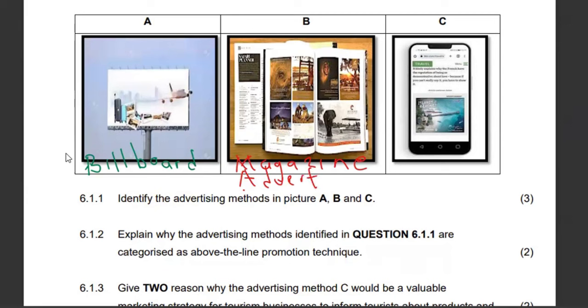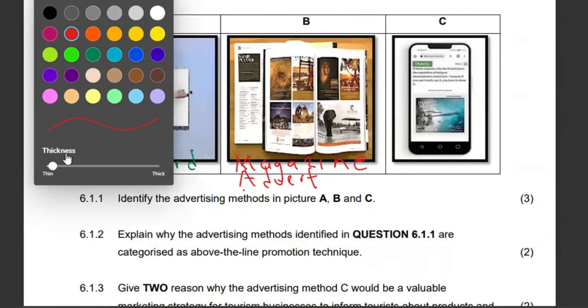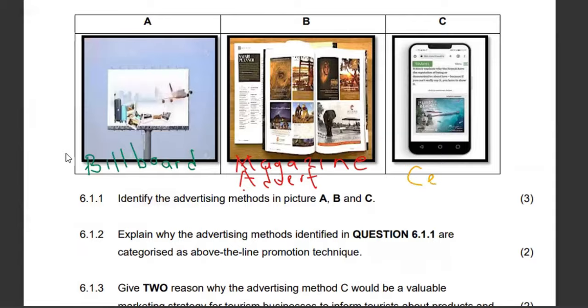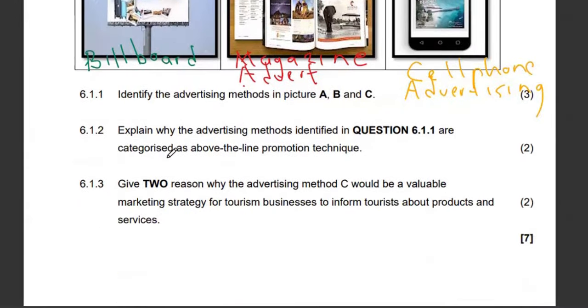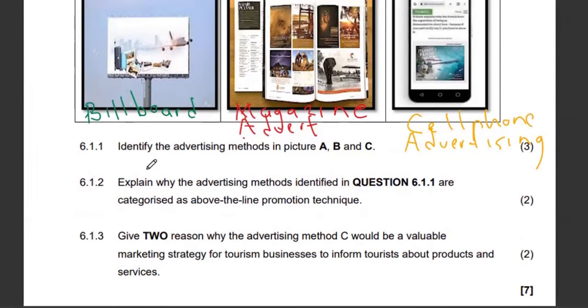Then finally C is cell phone advertising. Then the next question, 6.1.2, explain why the advertising methods in question 6.1 are categorized as above the line promotion techniques. So they are considered to be above the line advertising.